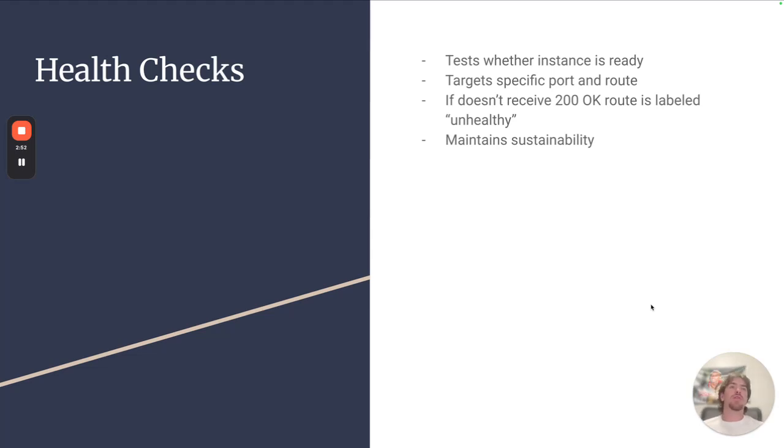Next up, we have health checks. Health checks are one of the most important features of any load balancer. They're used to test whether an instance is available to handle requests. A health check targets a specific port and route, often something like /health. If the load balancer doesn't receive a 200 OK response, that instance is considered unhealthy and is temporarily removed from the rotation. This means your users will never be sent to a broken or slow server. AWS will constantly monitor and react in real time to maintain stability.